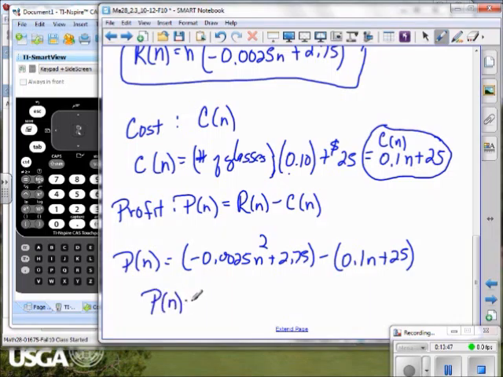Have we done any calculus yet? No. This is all just what we would call business math. I was just getting to know what profit, cost, revenue, and demand is.